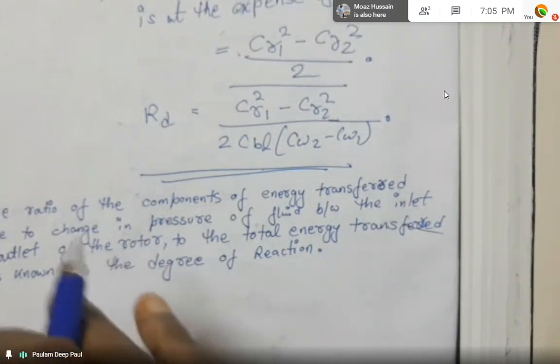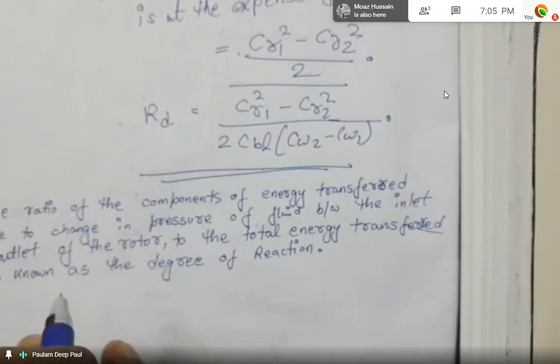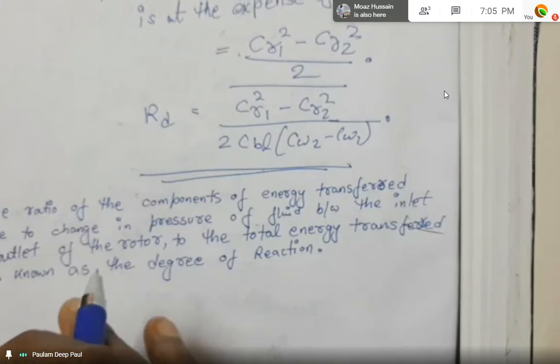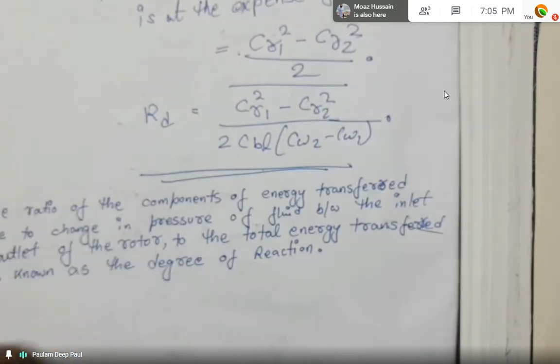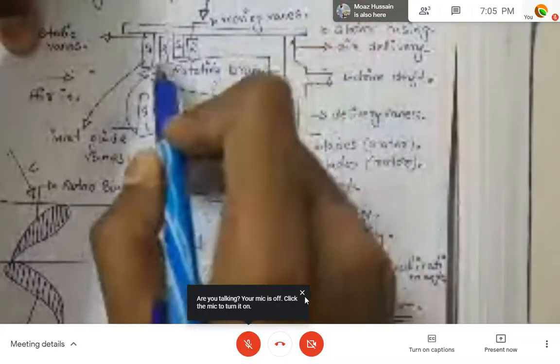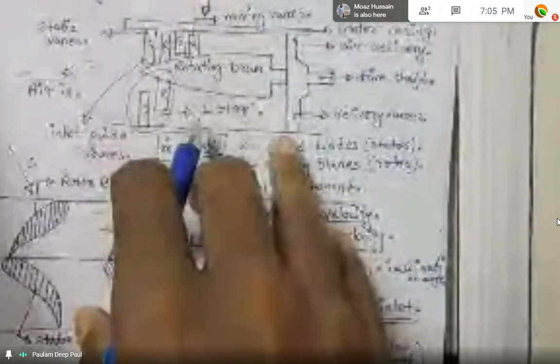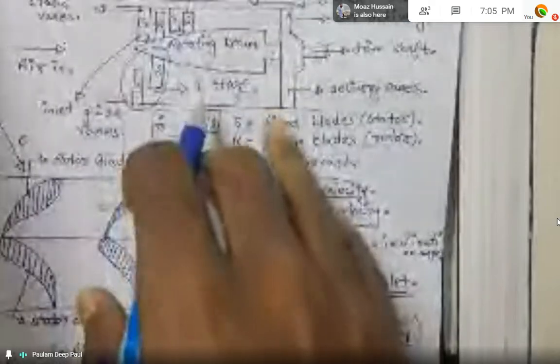So what we basically mean is how much change in pressure is happening between the inlet and the outlet of the rotor, upon how much total energy change we are getting from that stage. By that stage, as you can see here, I mean the stator and the rotor as one complete stage. That is what we refer to as the degree of reaction.